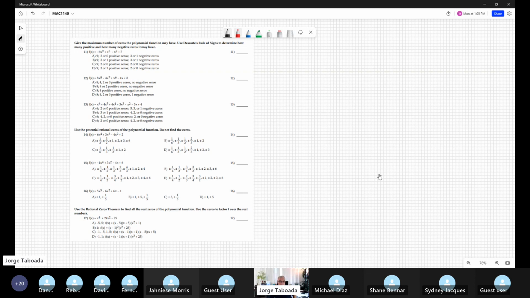Okay. Now, suppose 17. The 17 question is different. It's more complicated. f of x equals x to the 4th power plus 24 x to the 2nd power minus 25. And what do they want? They want using the rational zero theorem to find all the real zeros of the polynomial function, using the zeros to factor f over the real numbers. Okay.